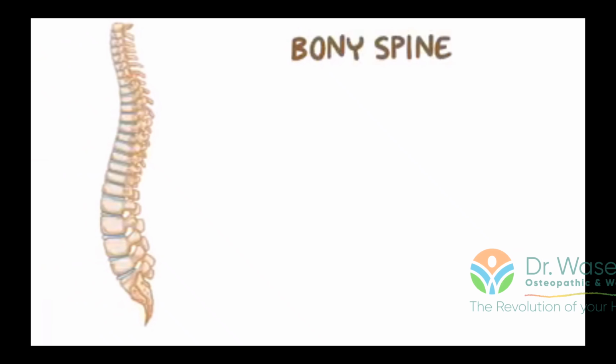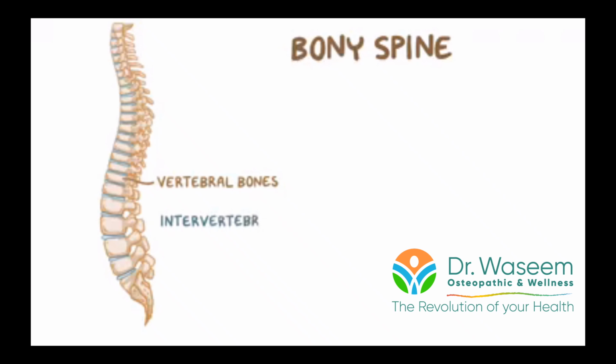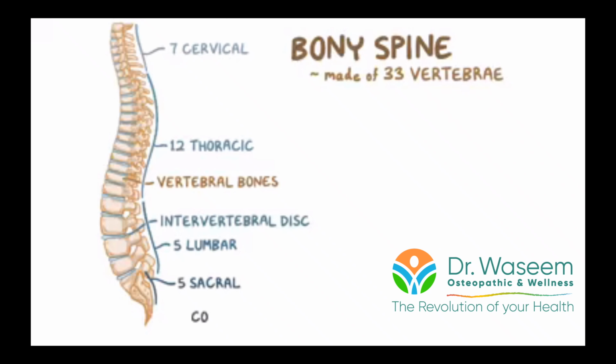Now, the bony spine is made of vertebral bones, and there are intervertebral discs that sit between adjacent vertebrae. The spine is made of 33 vertebrae, which can be divided into 5 regions. The cervical region has 7 vertebrae, the thoracic region has 12, the lumbar region has 5, the sacral region has 5 as well, and the small tail-like coccygeal region is made up of 4 fused vertebrae.